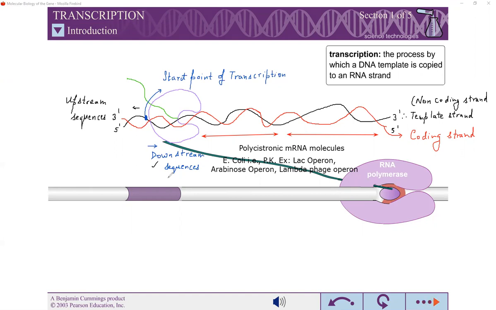Downstream sequences are always written with positive numbers, and upstream sequences with negative numbers such as -10, -35. A -10 indicates that it is 10 base pairs before the start point of transcription, and +10 indicates that it is 10 base pairs down from the start point, in the direction in which transcription is taking place.